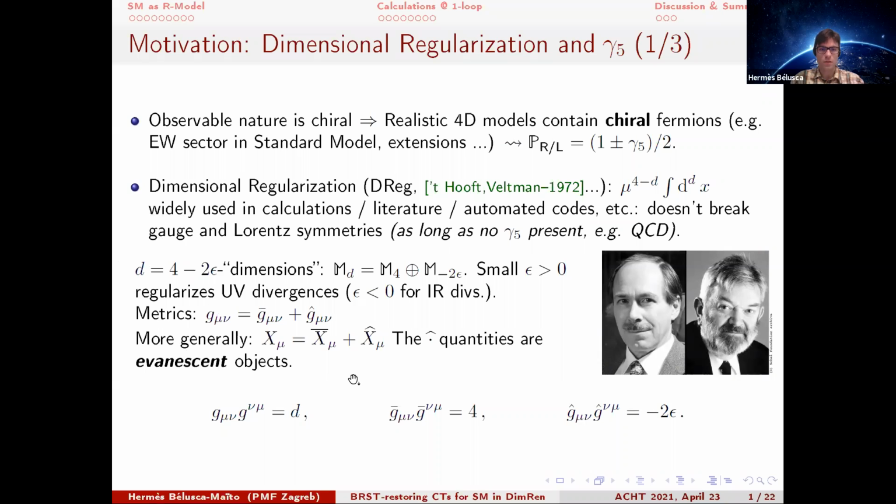So the idea is that we separate the formal D-dimensional space into a 4-dimensional part, that is the physical one, and we add some epsilon-dimensional contribution to it. Basically, all vector and tensor objects can be separated into a 4-dimensional part and an evanescent part. Then, for instance, we can define on this space the full D-dimensional metric, with the 4-dimensional one having the property that the trace gives 4, and so on.